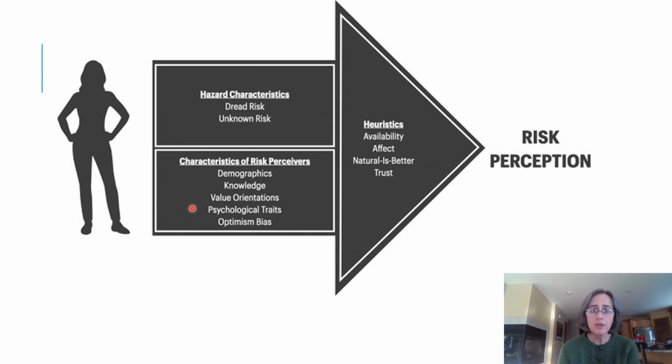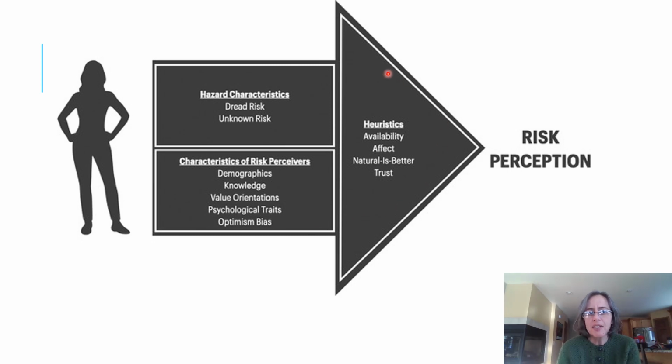Their own psychological traits. So some people are just really risk averse. They just rather not take a risk. They'd rather go with something that's sure and steady. Some people love to take risks, right? You know people like this. And then optimism bias. So in general, most people tend to think things are going to be okay and that bad things aren't going to happen to them. And statistically, they're often right, but sometimes we're biased in a way that's not reflective of reality.